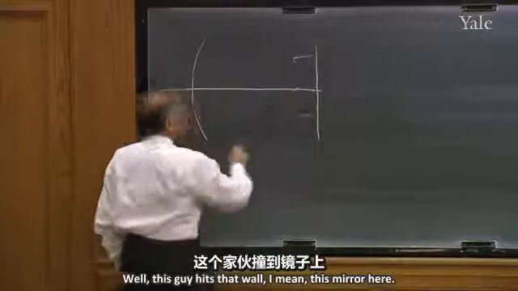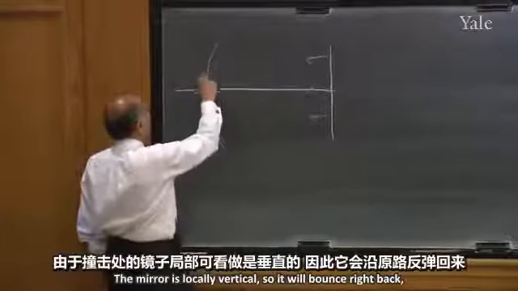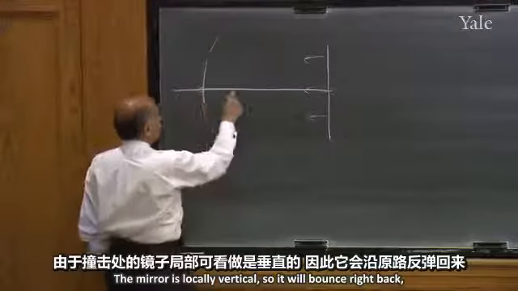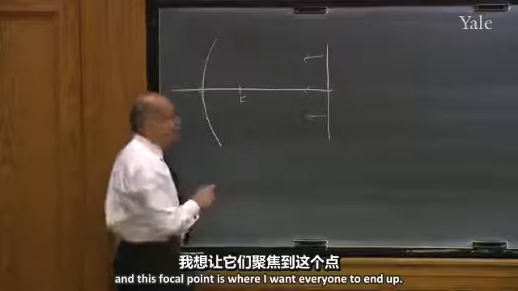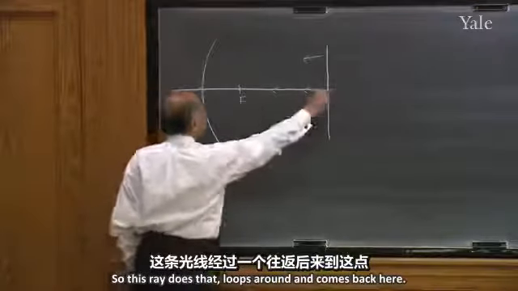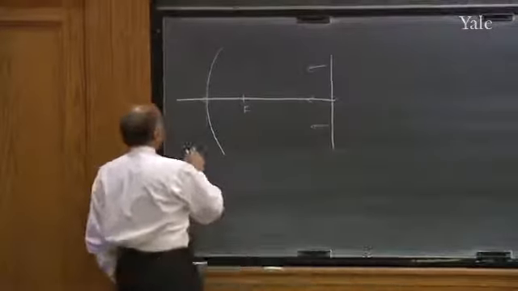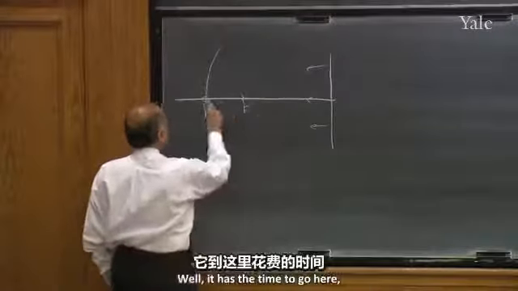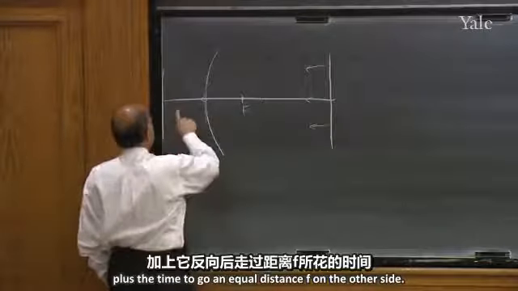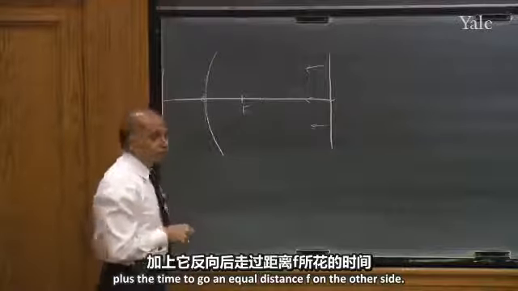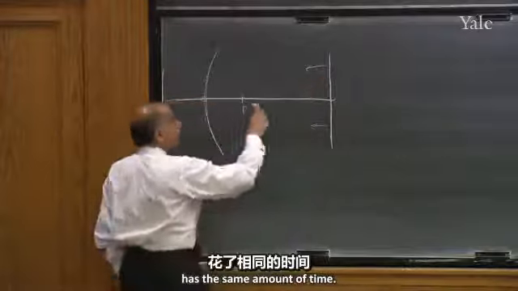Well, this guy hits that wall, this mirror here. The mirror is locally vertical, so it bounces right back. And this focal point is where I want everyone to end up. So this ray does that, loops around and comes back here. How much time does it have? Well, it has the time to go here, plus the time to go an equal distance f on the other side. That means this light ray, which began here, has the same amount of time.